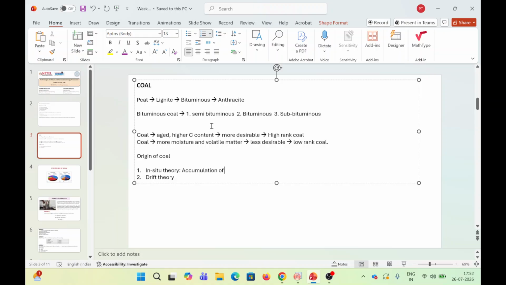So accumulation of vegetable matter grown in the swamps.